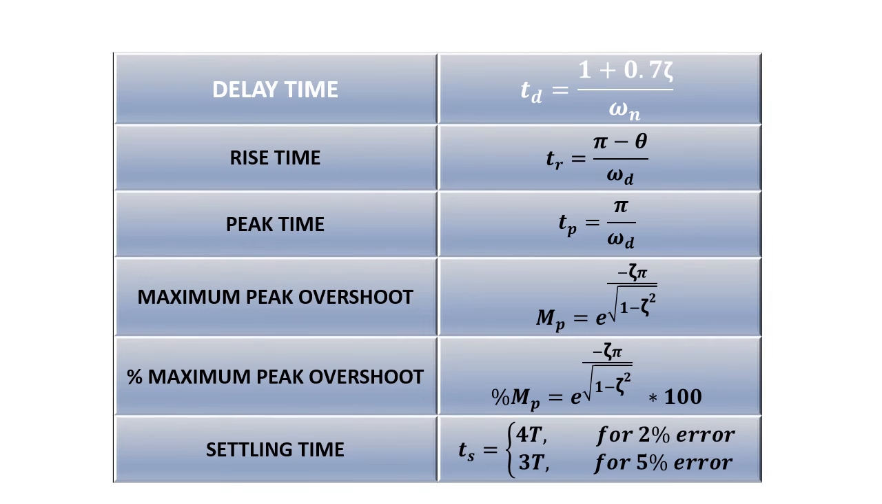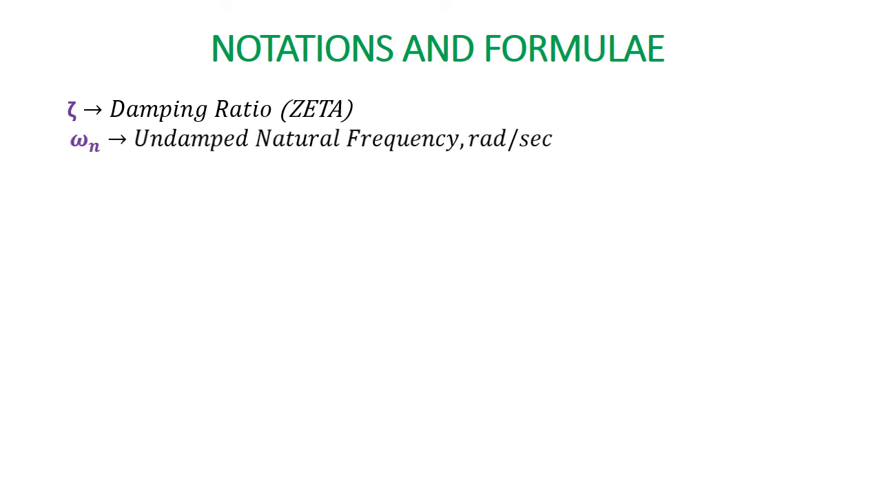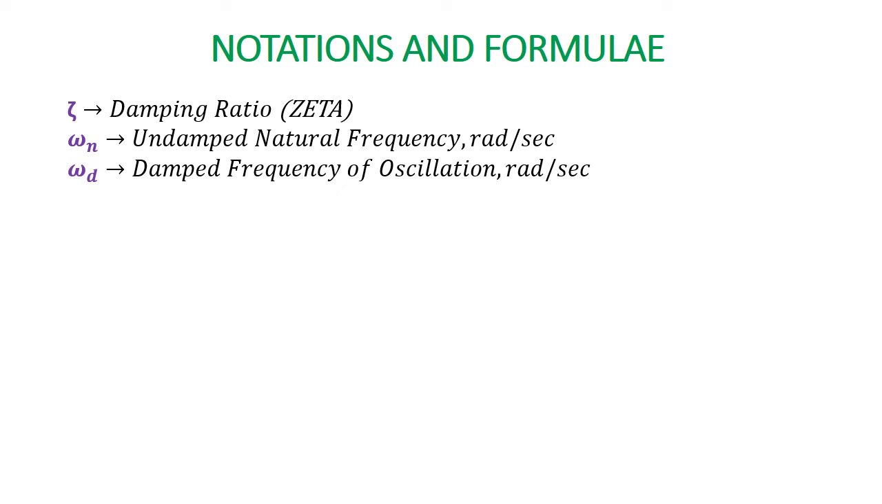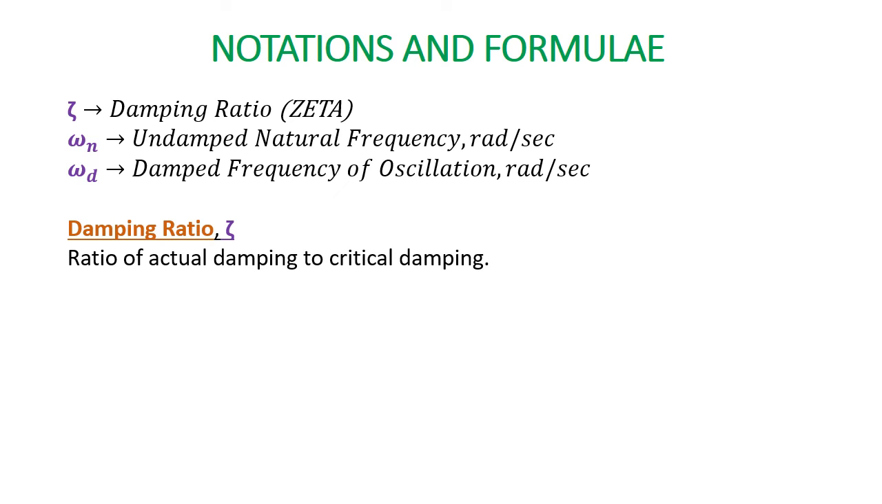Now we'll see the parameters zeta, omega n, omega d, theta. We have different values incorporated in these formulas. Let us see them. Zeta is the damping ratio. Omega n is the undamped natural frequency of oscillation, represented in radians per second. Omega d is the damped frequency of oscillation, unit is radians per second. And the damping ratio definition is the ratio of actual damping to critical damping.